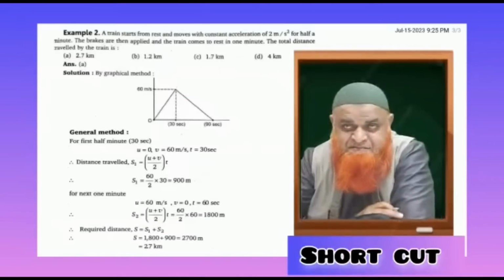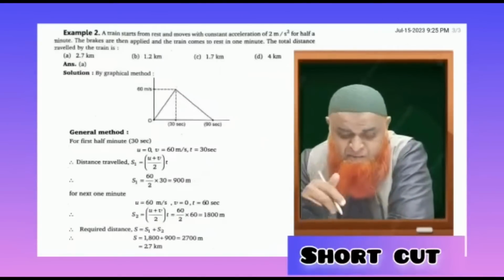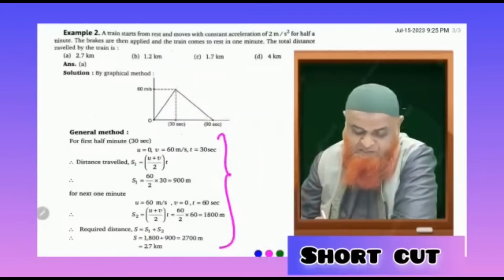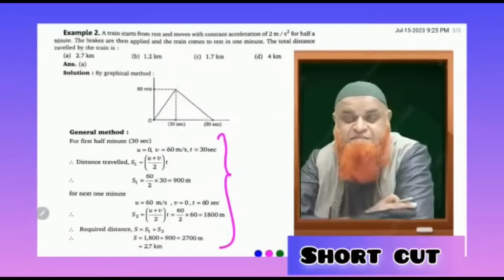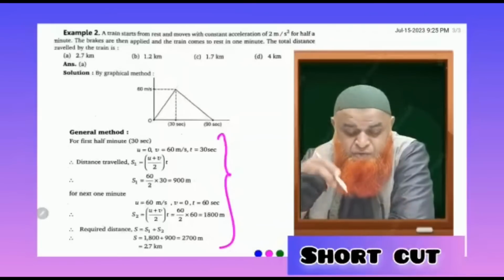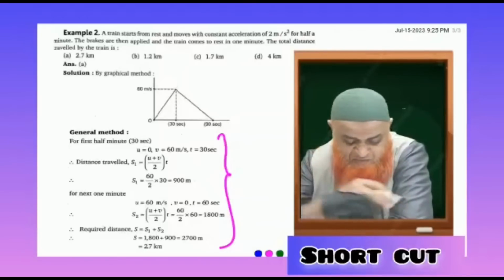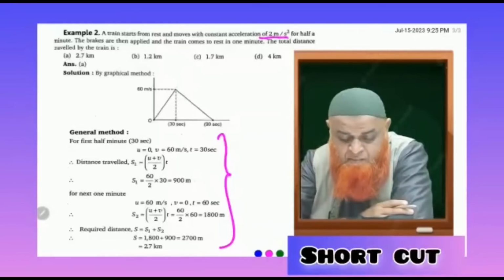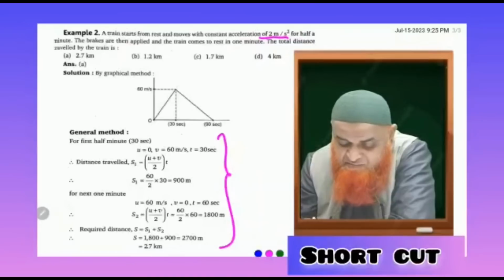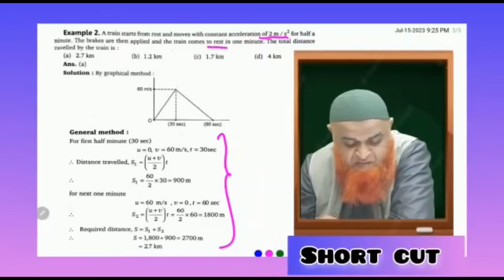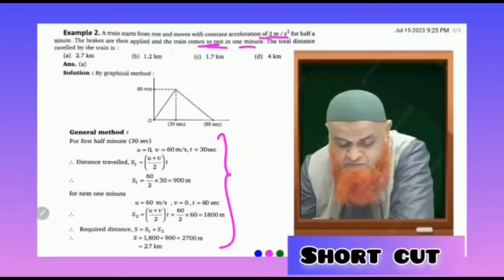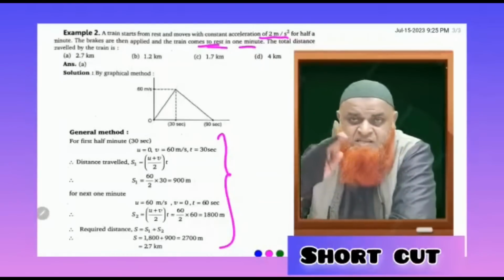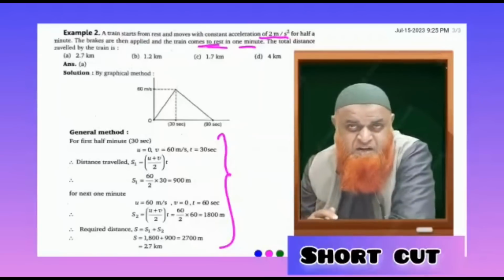Okay, my dear students, are you able to see the lengthy method given here? Hope you are able to see the lengthy method given in the books. Instead of doing this problem by using this method, he is asking us to find out: a train at rest moves with a constant acceleration. In half a minute, the brakes are applied and the train comes to rest in 1 minute. So first a train is accelerating and then it is decelerating.